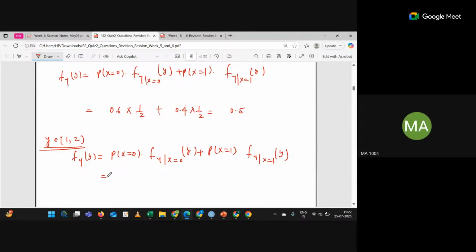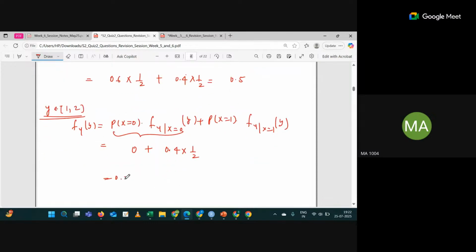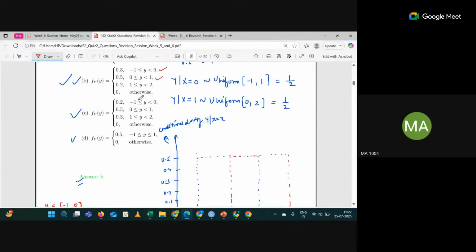It's like the previous question where x equal to -1, where the exponential is not available. Correct. So you have to think a bit. That's all. You can see the concepts are the same, just a change of this. So this part will be 0, and this is again 0.4 into 1/2, which is 0.2. So you can see option number B is the answer.